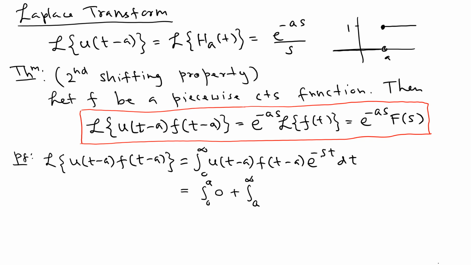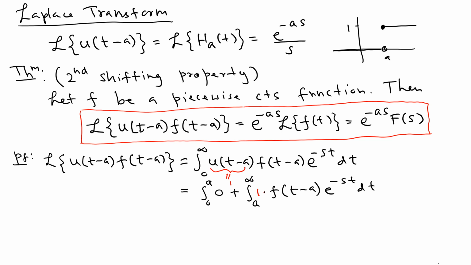What will happen if you have a to infinity? That means t is bigger than a, so u(t minus a) equals 1. So you can see that this part is simply equal to 1 in that case. So that means it is simply 1 times the function f(t minus a) e to the minus st dt. So we are pretty much done.